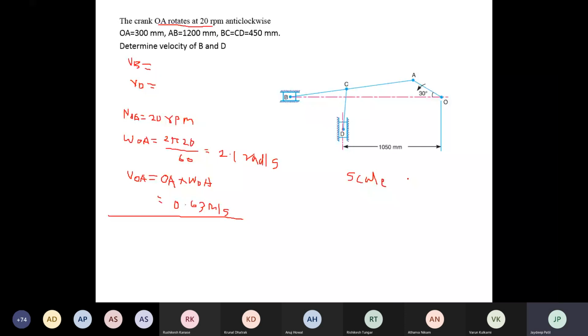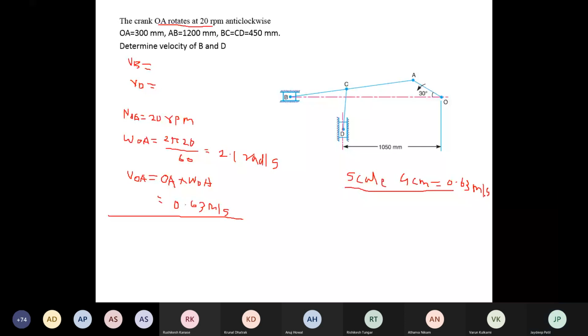Now you have to take down the scale for the vector diagram. I will take a different scale here. I will take 4 centimeter is equal to 0.63 meter per second. I will take a scale for the vector diagram: 4 centimeter is equal to 0.63 meter per second.